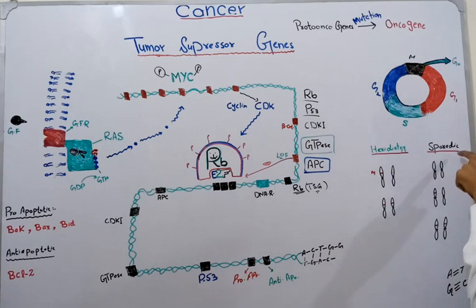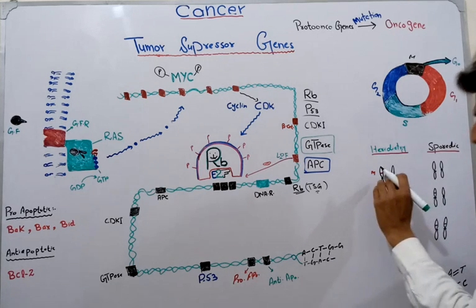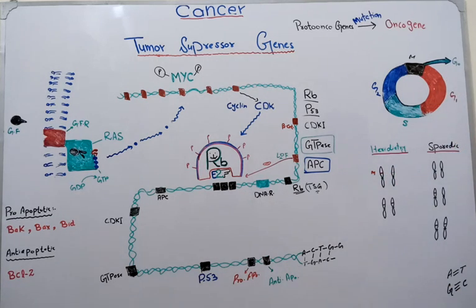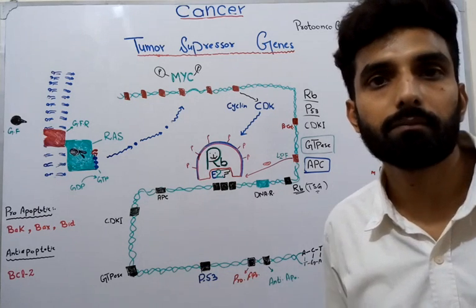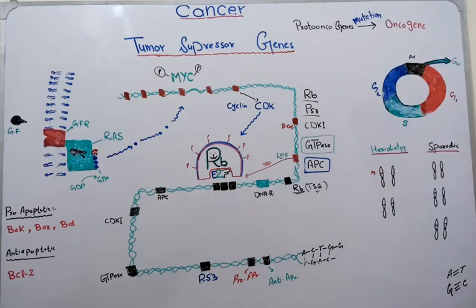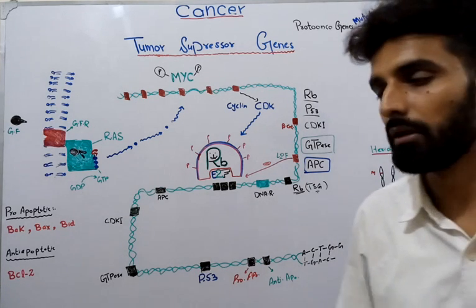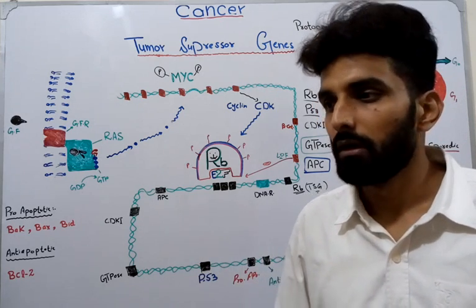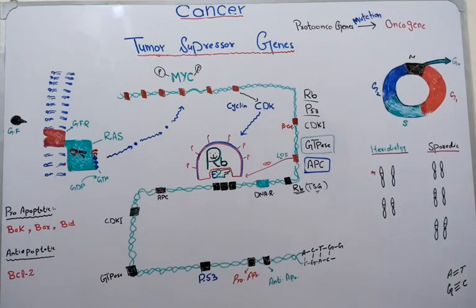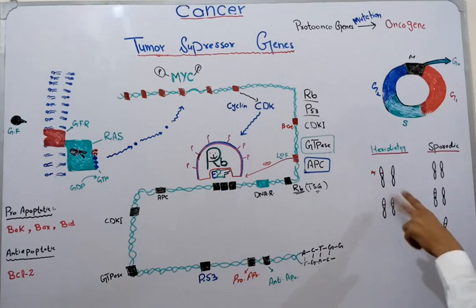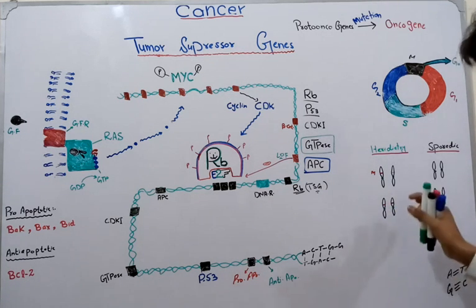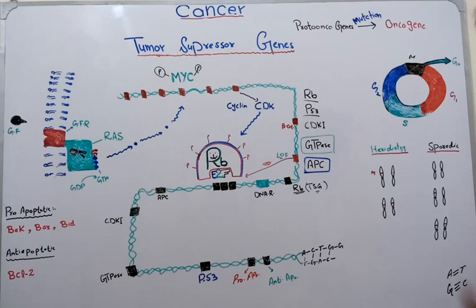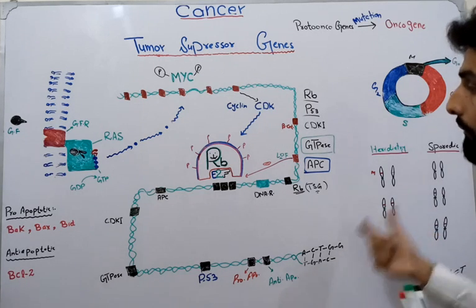The one is hereditary and the second is sporadic. In hereditary retinoblastoma, what will happen? The mutation on one chromosome will be present at the time of birth, and after some time, a mutation on the second chromosome also happens because of radiation or some carcinogenic substances or free radicals or whatever. Now both of the chromosomes have been damaged. Now this will lead to the development of cancer.